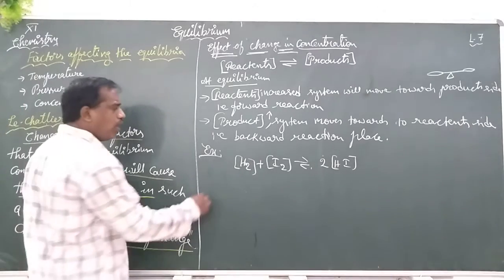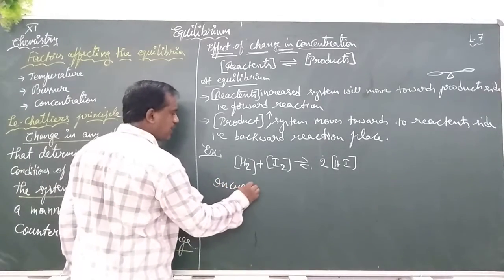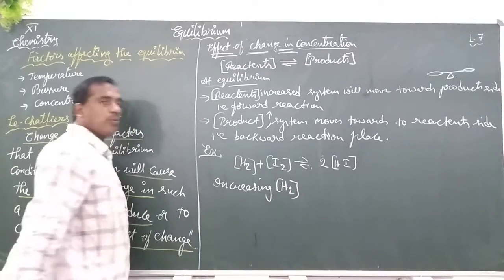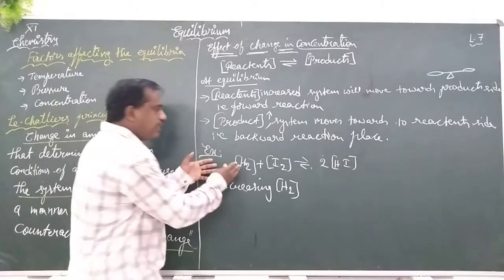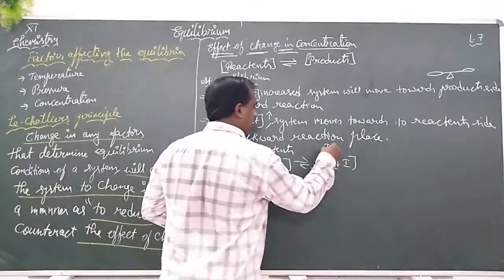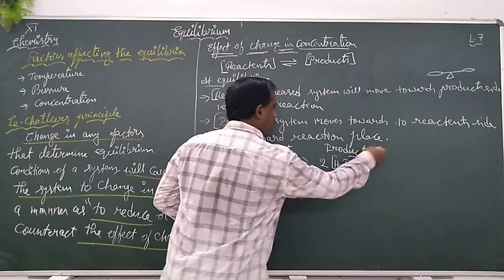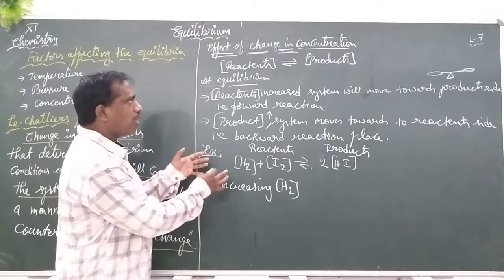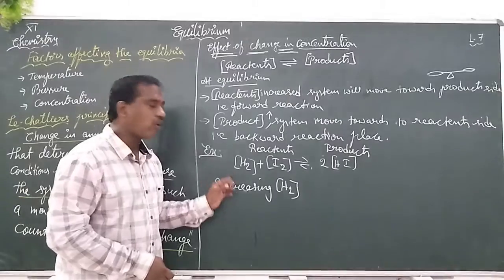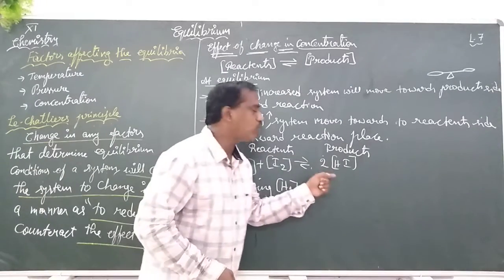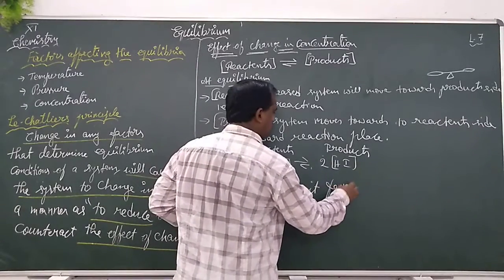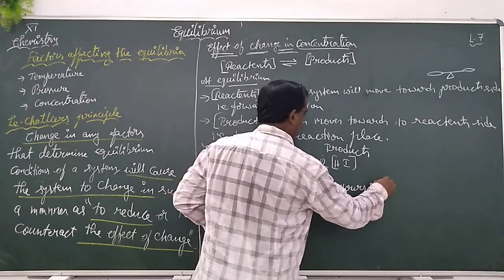But what I am doing now, I am increasing the concentration of hydrogen. Then to which direction will the system move, children? This one is on the reactant side. The next one is on the product side. So what will happen now? When we increase the concentration of the reactant, the system will move towards the product side. It means when we increase the concentration of hydrogen, the number of moles of hydrogen iodide will increase. It favors the forward reaction.